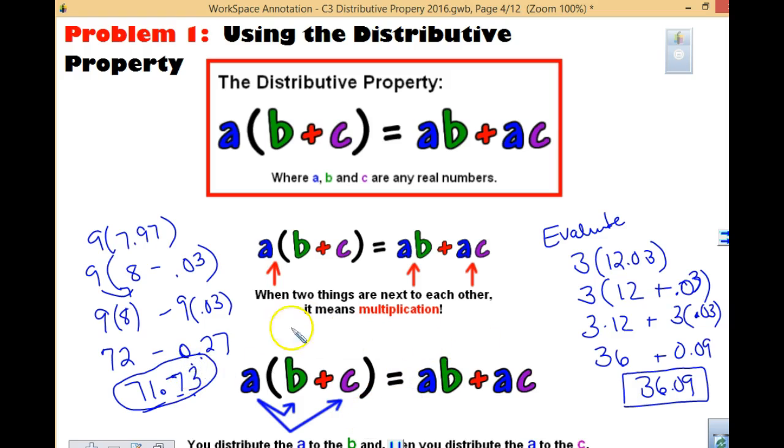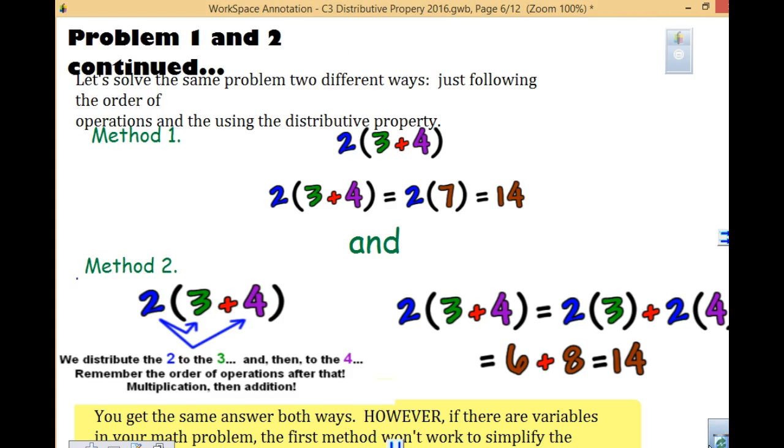Question. Why did you subtract? Because up here, to get $7.97, 8 is really close, but it's 3 cents less. Whereas here, it's 3 cents more. Okay? Alright, so let's continue.